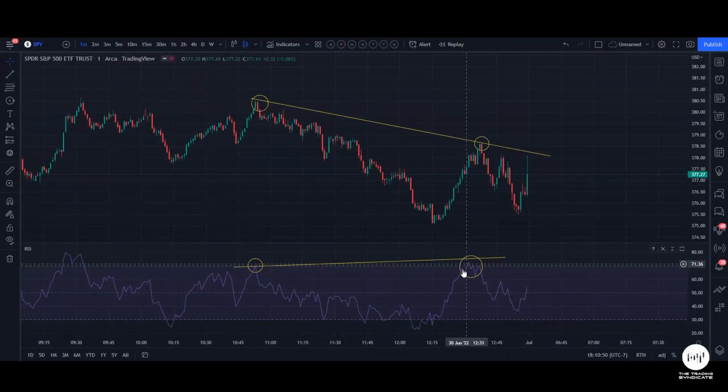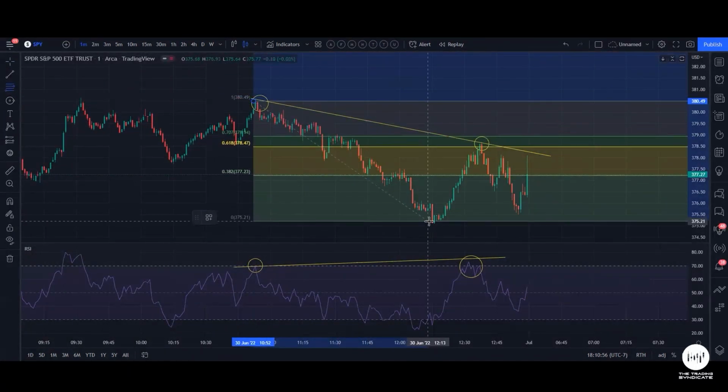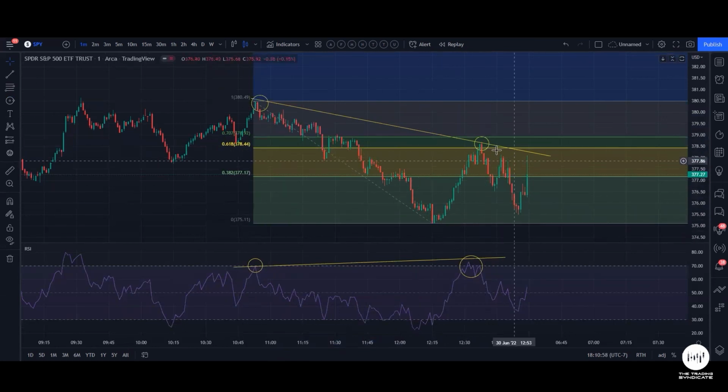Well, you have the hidden divergence. You're seeing that overbought condition on the RSI. And this is also at a very key level. If we look here, this happened right in the golden pocket at the 0.618 level of retracement. Very strong opportunity to establish a short position and then ride that down, as you guys saw there.